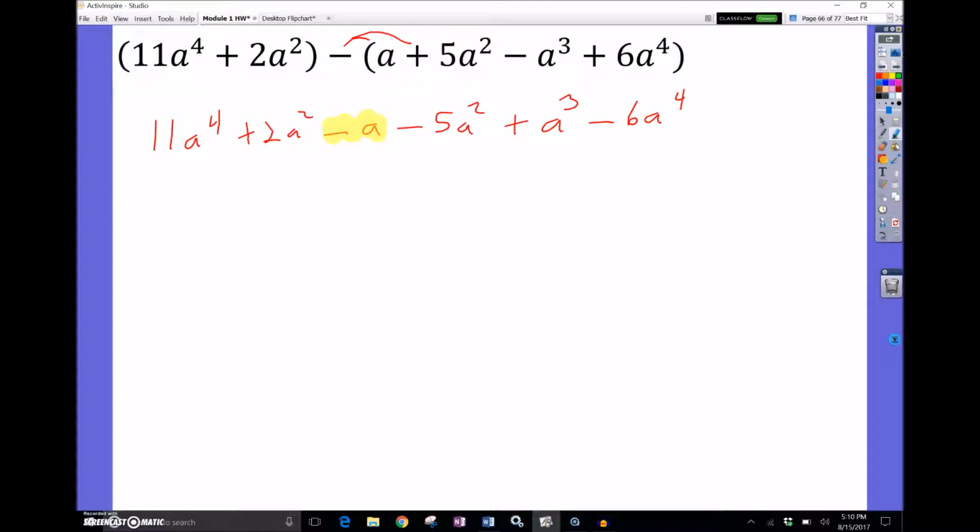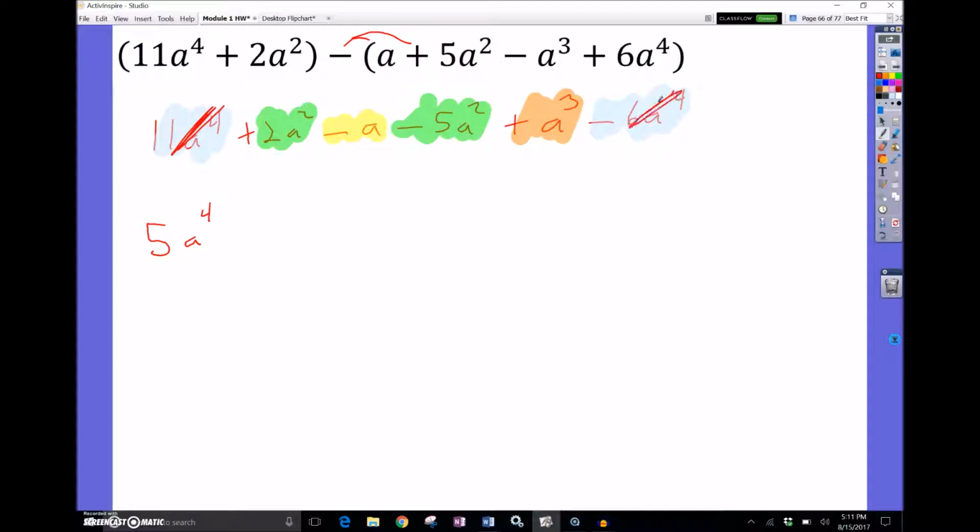And things with an a squared, it would be these two terms. And a to the third would be this one right here. And last but not least, a to the fourth power. So we can start with a to the fourth power. If I have 11a to the fourth power minus 6a to the fourth power, that is going to give me 5a to the fourth power. We don't add or subtract the exponents when we are adding and subtracting. We keep them the same.